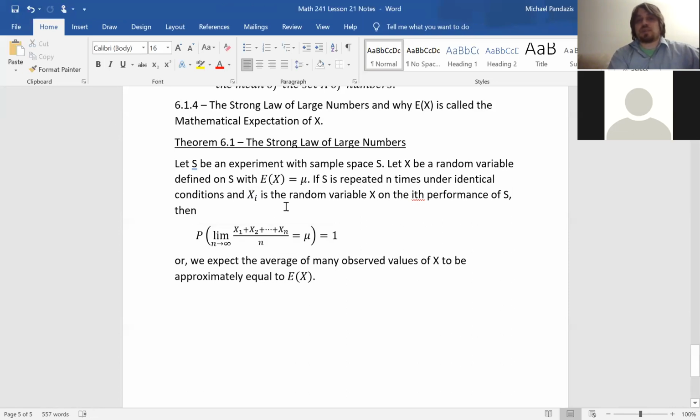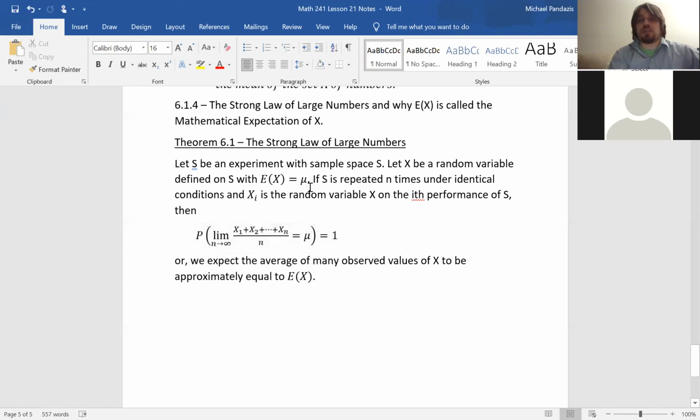So when you repeat this experiment n times, X sub 1 is the value of the first time you do the experiment. X sub 2 is the value of the second time you do the experiment, and so forth. X sub n is the value the nth time you do the same experiment, okay? So the X sub i's are just the values of X for the ith time you do the experiment. So if you add up the resulting values of n times your experiment and you divide by n, you see that's the average of the values you get by repeating it n times, okay?